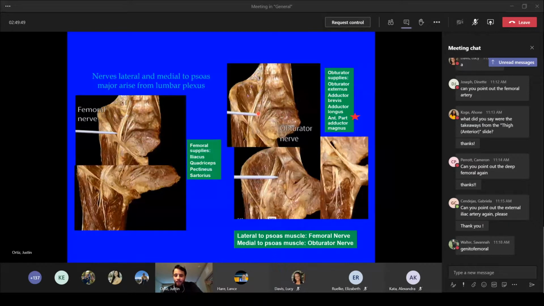And it's also important, I put a little star here because the anterior part of your adductor magnus is going to be getting your obturator nerve. The posterior part of your adductor magnus gets your sciatic nerve. I'll talk about that a little bit more throughout the lecture, just to make it make a little more sense, because they do different actions, which is why they're innervated by different nerves. But remember, anterior adductor magnus is going to be obturator nerve.